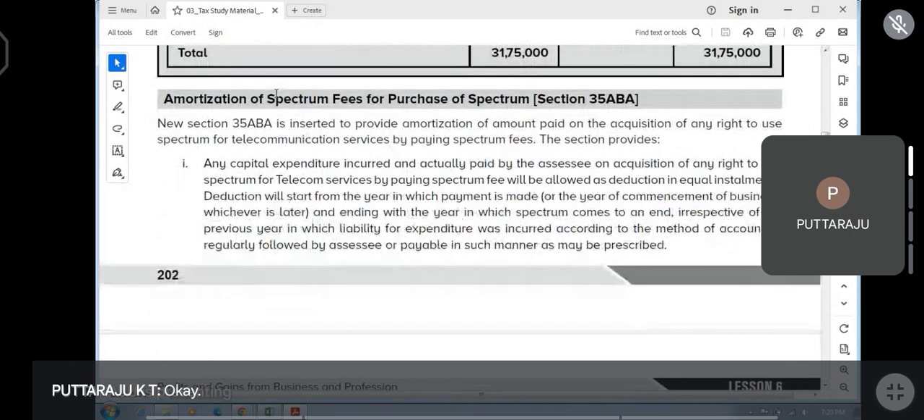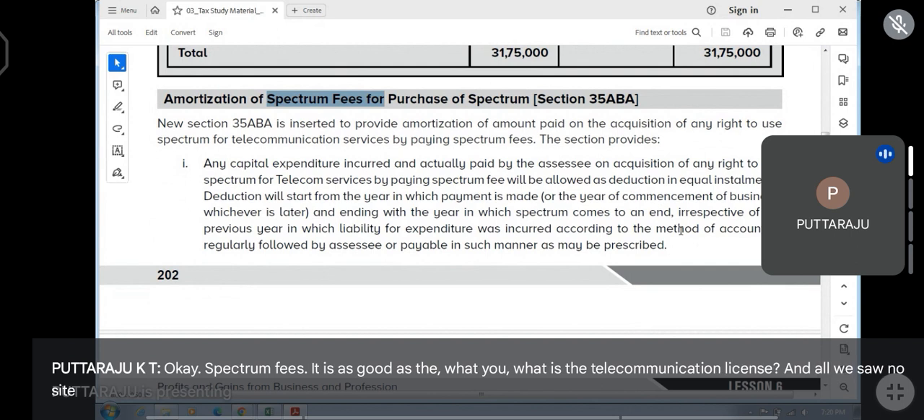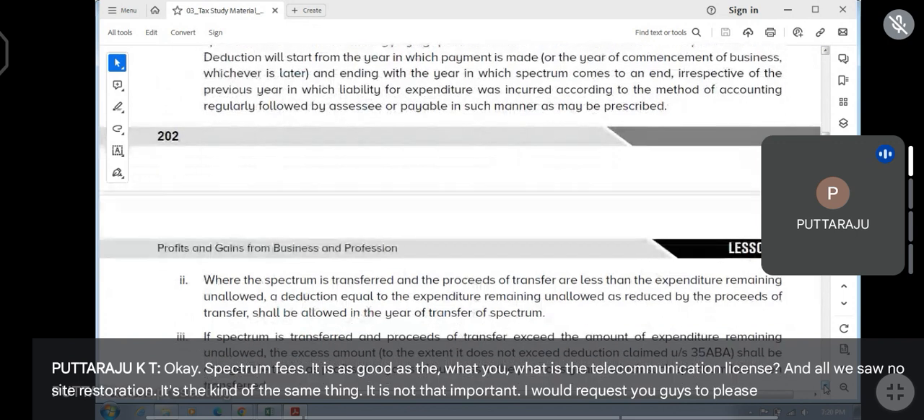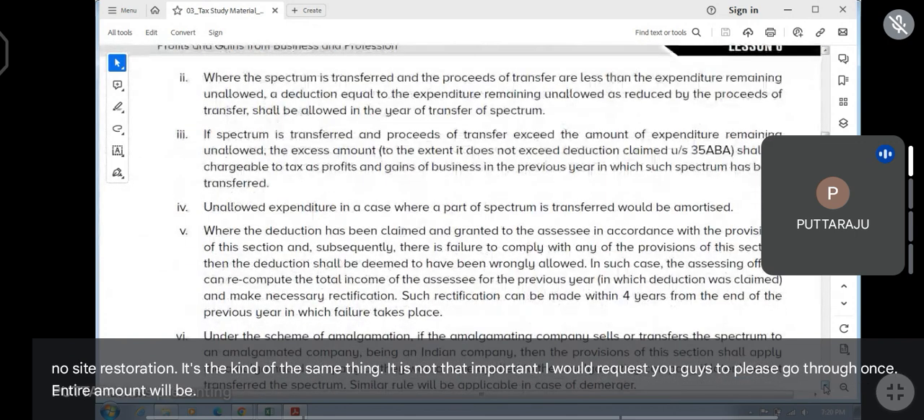Okay. Spectrum fees, it is as good as the telecommunication license and all we saw, no? Site restoration, it's a kind of the same thing. It is not that important. I would request you guys to please go through it once. Entire amount will be spread over the period of license.